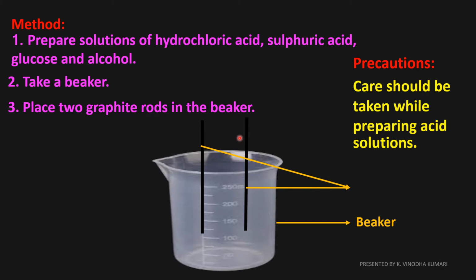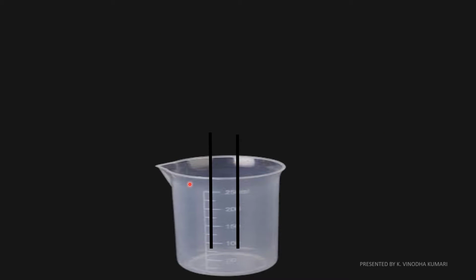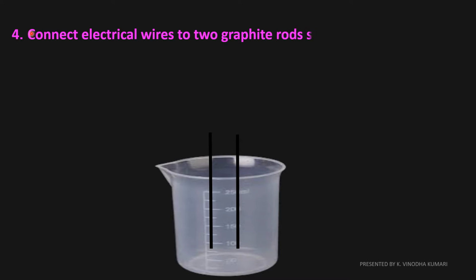Right. So graphite rods are black in color. These are the graphite rods. Then we have placed two graphite rods in the beaker. Now we have to connect electric wires to the two graphite rods separately. This is the 250 ml beaker. We have kept two graphite rods. Now we'll connect the wires to the two graphite rods separately.